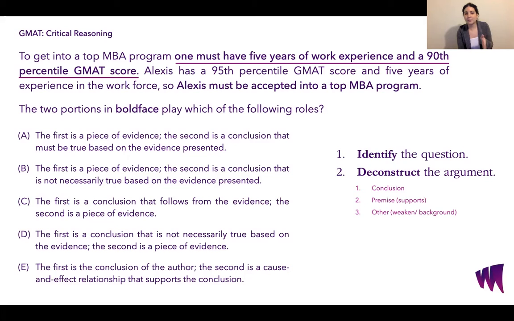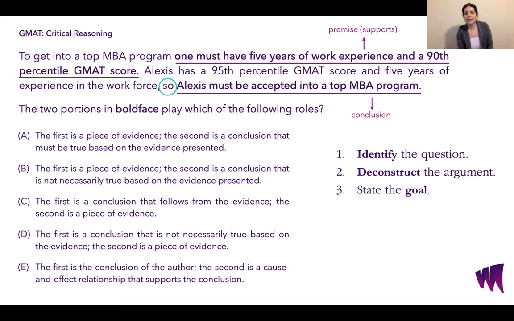Alexis has a 95th percentile GMAT score and 5 years experience in the workforce. So Alexis must be accepted into a top MBA program. The word so is indicating that some kind of conclusion is coming, and in this case, it would in fact be the main claim or conclusion of this argument. Now, if we go back to the first part, we can assess that this information was a supporting premise for the final conclusion.